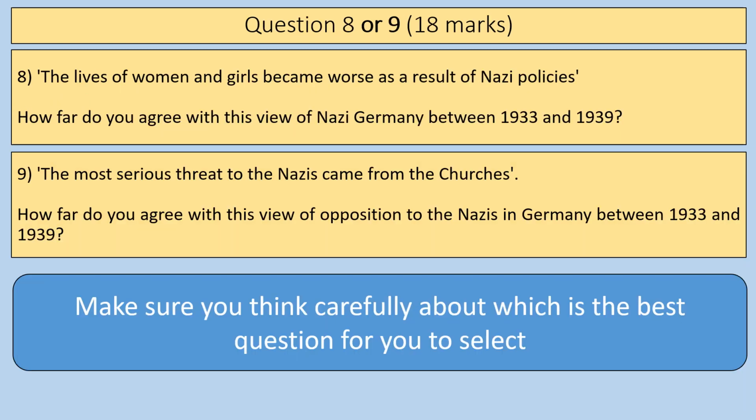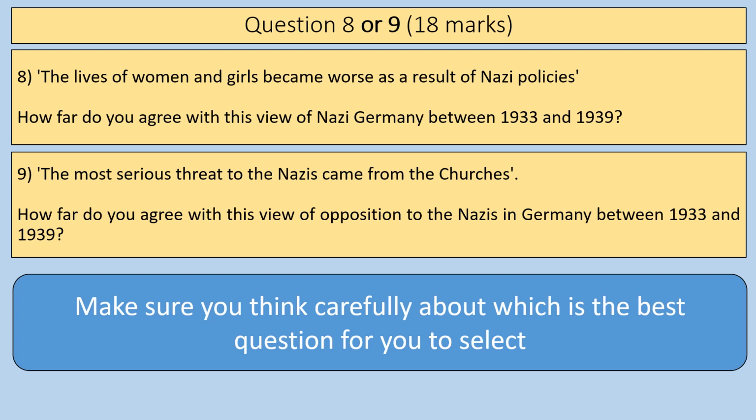Okay, so then you go on to question 8 or 9. You've got a choice of questions. We're going to look at these questions in this talk through. So the questions would be: the lives of women and girls became worse as a result of Nazi policies. How far do you agree with this view of Nazi Germany between 1933 and 1939? Make sure you pay attention to the date parameters of this question. Obviously, the first 3 topics on the Germany course are 1933 to 1939, and the final 2 topics are during the Second World War. So just be really super clear that you stay within the right time period.